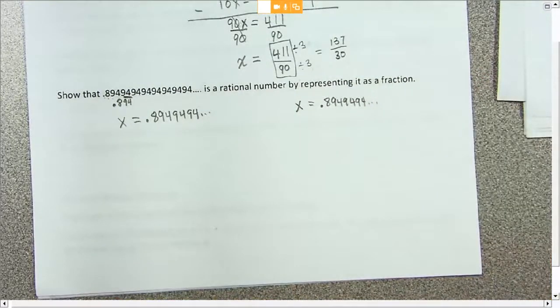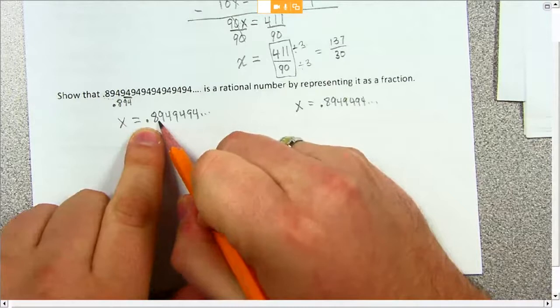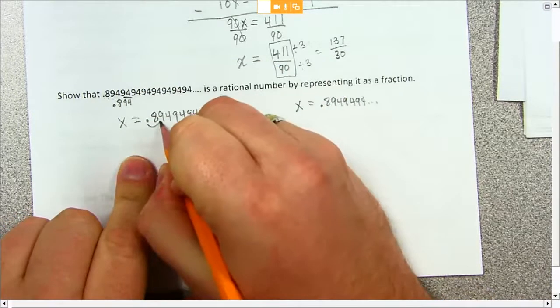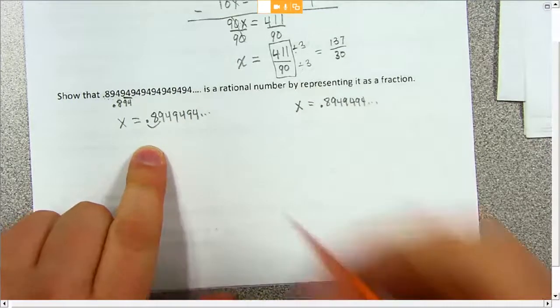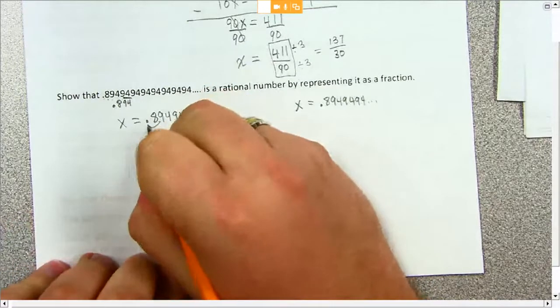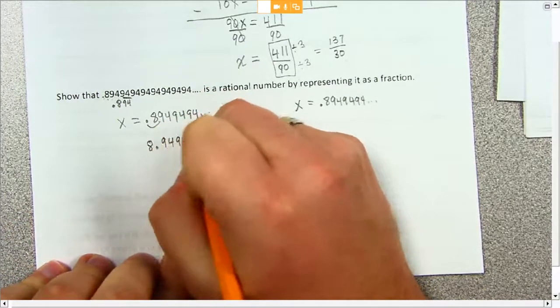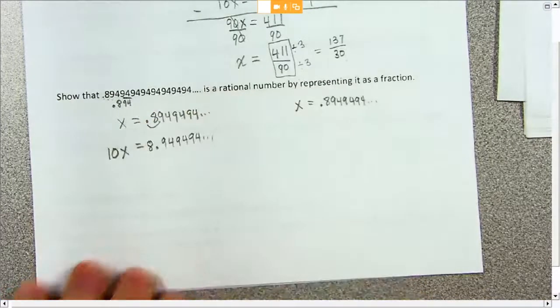Now remember, in the first equation, I want only the non-repeating part in front of the decimal. So 8 is what doesn't repeat, and 94 repeats. So I need to move this decimal point over 1. So I multiply by 10. Excellent. So this is going to end up being 8.949494, and then this is going to be 10x.